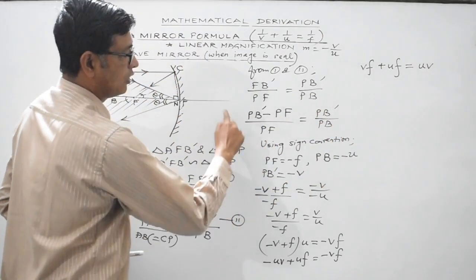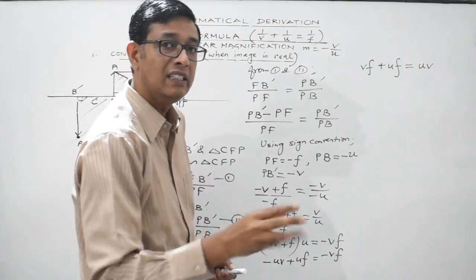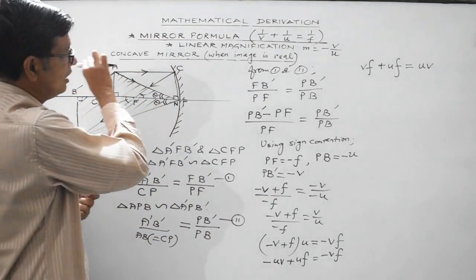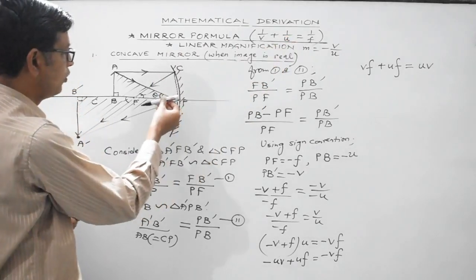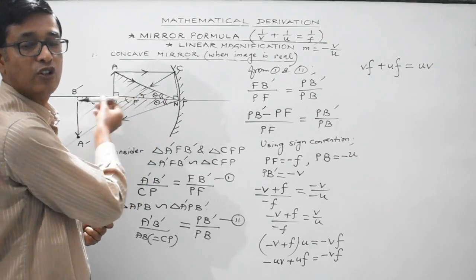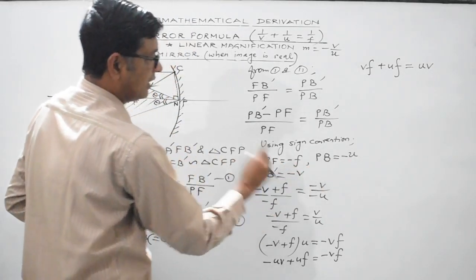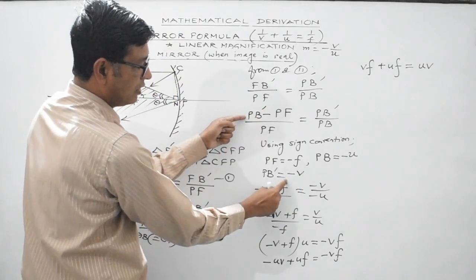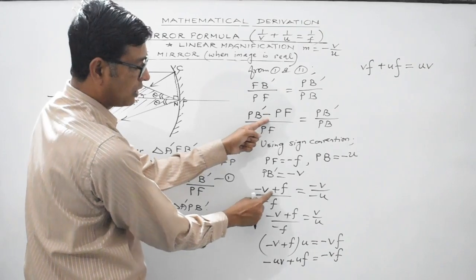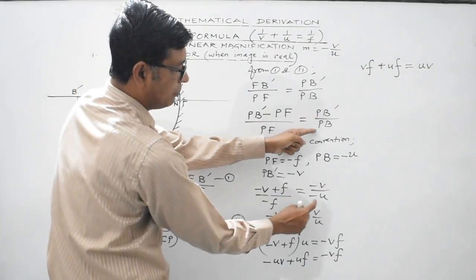Again I am repeating. After this, when all the terms have the initial letter P, you need to apply sign convention. And here the incident ray is traveling from left to right. And here from the pole all the distances are measured from right to left. That is in a direction opposite to that of the incident ray. So all are to be taken as negative. PB', it's minus V. PF, it's minus F. Minus minus, it will become plus F. PB, it's minus U.